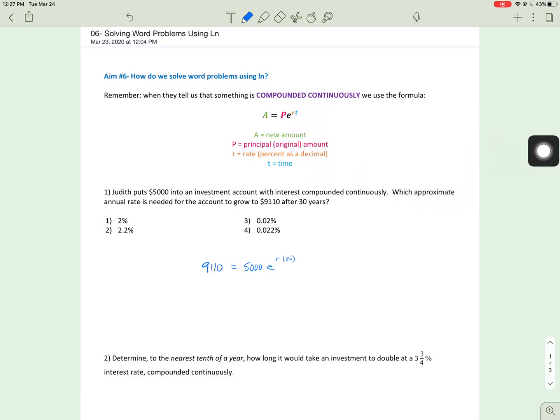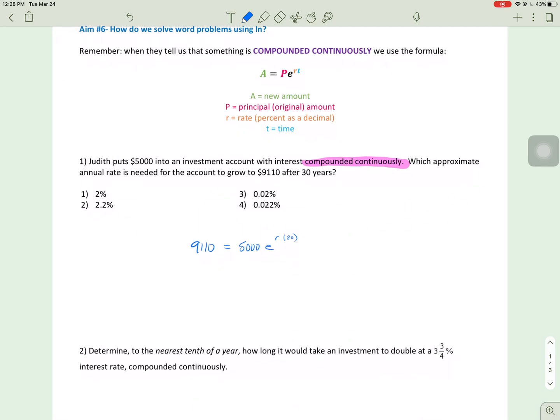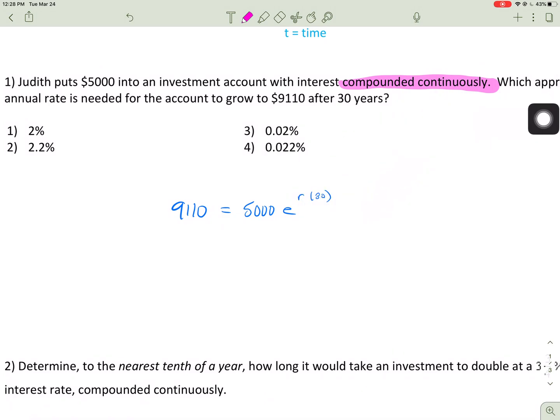So number 1, Judith puts $5,000 into an investment account with interest compounded continuously. Remember, as soon as we see this, we're thinking Pert. So, which approximate annual rate is needed for the account to grow to $9,110 after 30 years? So I set up this equation here, Pert, and we're solving for r. Keep in mind, if you were to do this in a calculator, it would give you that answer very quickly. However, we're going to solve it algebraically. So variable as an exponent, isolate, and switch to log, or in this case, switch to ln.